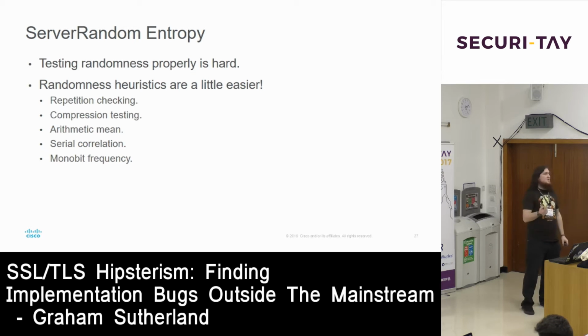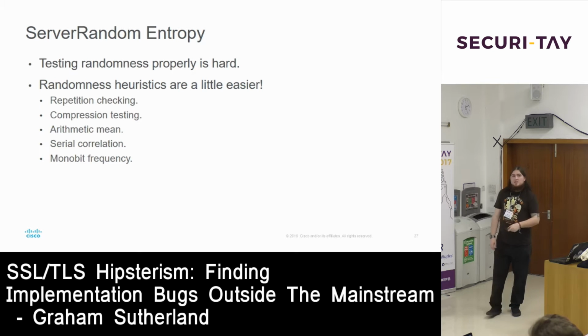So the first one is repetition checking. If you connect to the server a bunch of times, and if any of those give you the same random value twice, it's a pretty good indicator that something's very broken. And of course, if there's a repetition, then you've got the potential that you can do replay attacks on the handshake. Compression testing. Get a bunch of data, try to compress it.